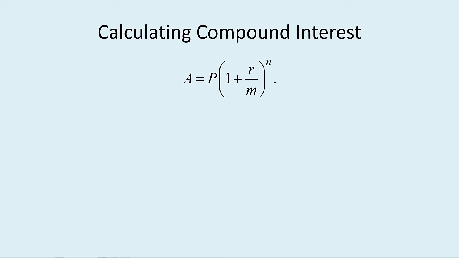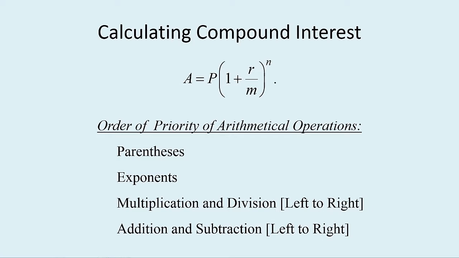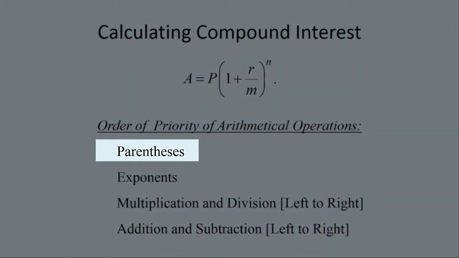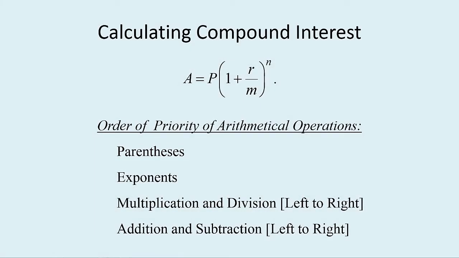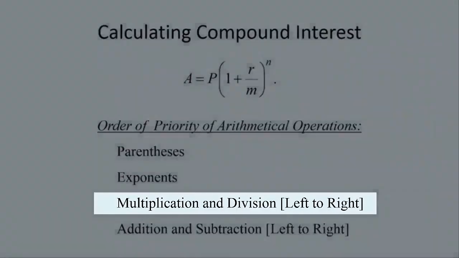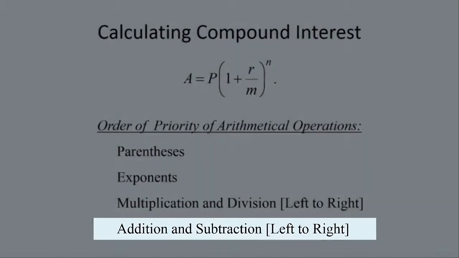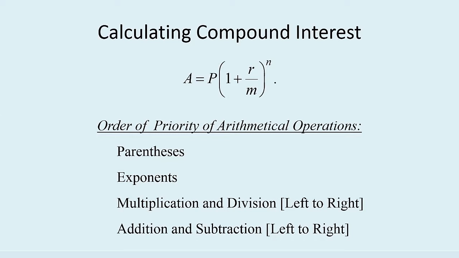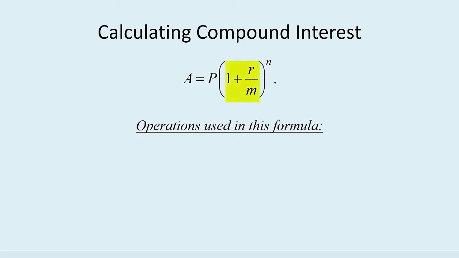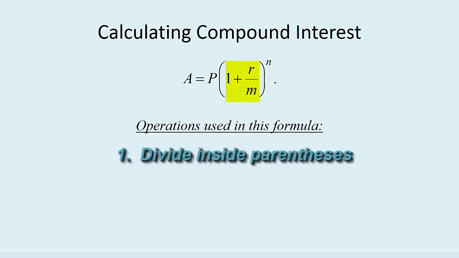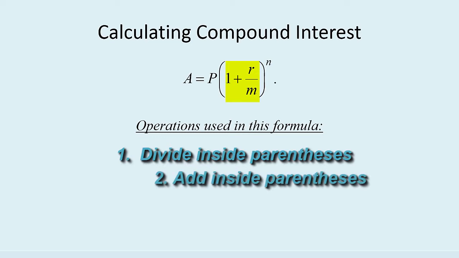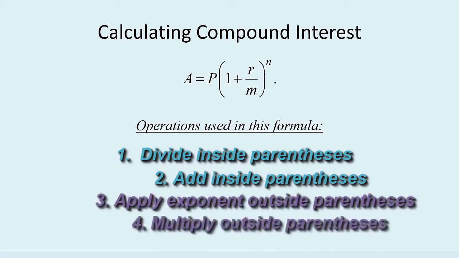In this formula, we have several operations: exponentiation, or raising to a power, multiplication, division, and addition. Operations must be worked with the correct order of priority, or we'll get the wrong answer. We always start inside the parentheses, brackets, or other grouping symbol. We apply exponents, then multiplication and division from left to right, then addition and subtraction from left to right. After we've done all these operations inside the parentheses, we work outside the parentheses. In this formula, we would need to work inside the parentheses first, starting with the division. Then we would work the addition, which would complete the operations inside the parentheses. Working outside the parentheses, we would need to apply the exponent first, and then we would need to multiply times P.